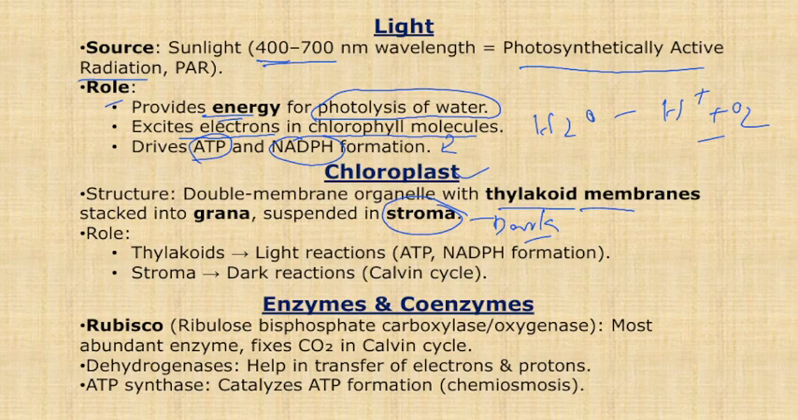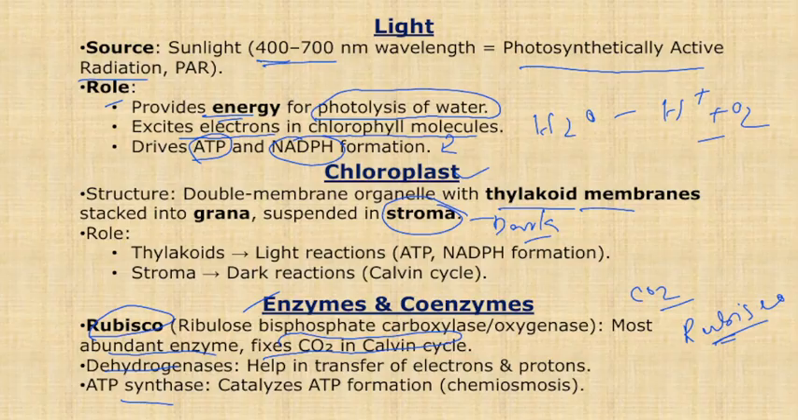So what are the enzymes necessary? Rubisco is one. This is the most abundant enzyme in the world, that fixes CO2, the primary acceptor molecule of CO2. If the question asks what is the primary acceptor molecule of CO2 in photosynthesis, it will be Rubisco. Rubisco is the primary acceptor molecule of carbon dioxide. Then there are dehydrogenase and ATP synthase that catalyze different reactions in photosynthesis.